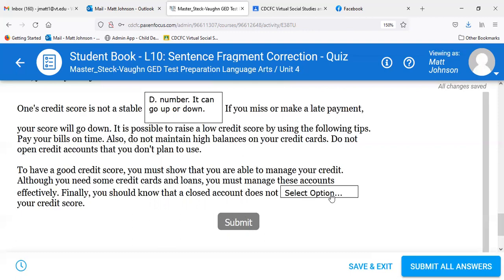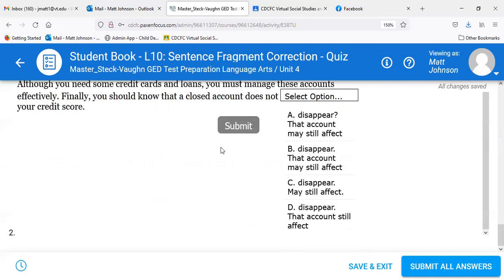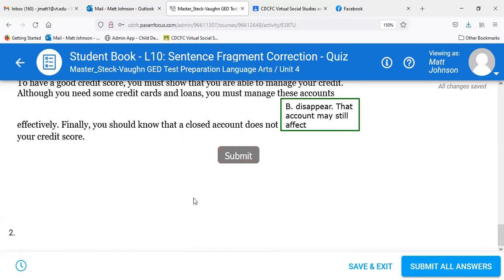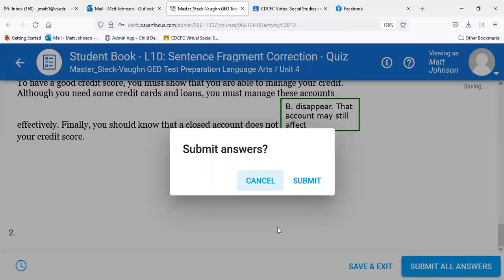Finally, you should know that a closed account does not disappear. That account may still affect your credit. B as in boy. Great. Disappear, period. That account may still affect your credit score. All right, great. So we'll go on to the workbook.